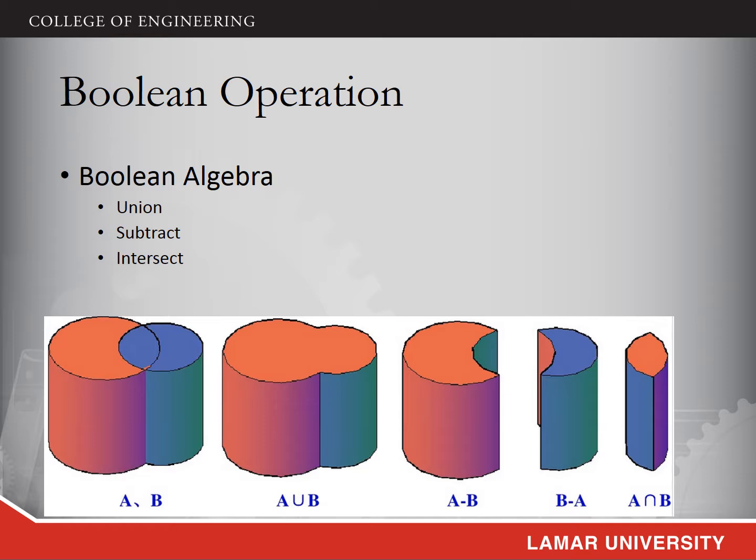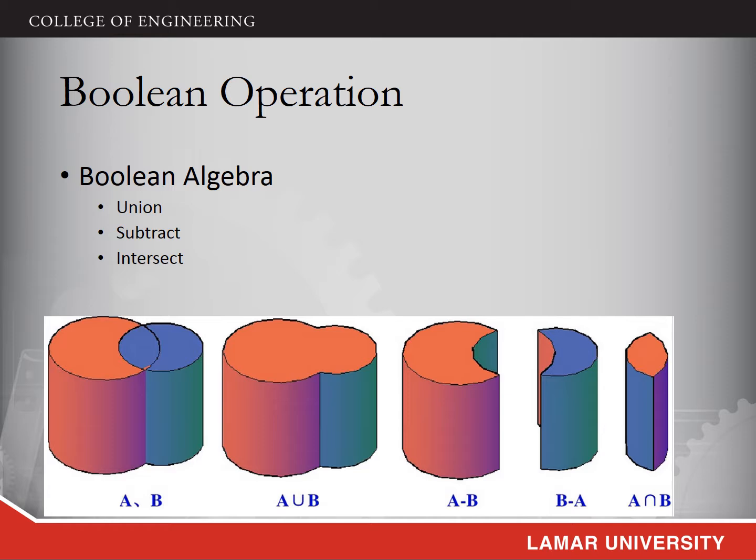First, we will consider two cylinders, A and B, and they are intersected with each other. Then for the first function, union, we will have the operation A or B. The result will be a single object, which will contain both A and B. The second operation is subtract.